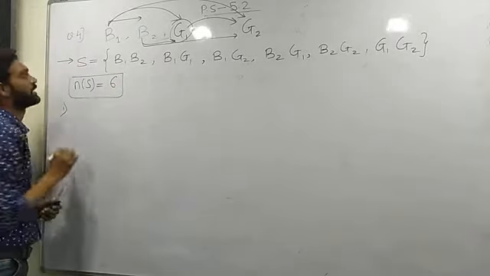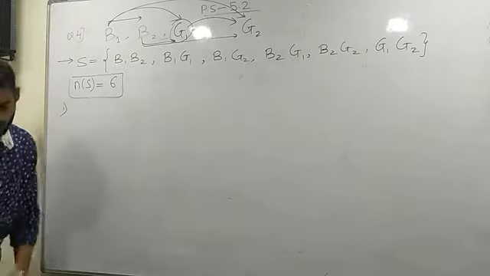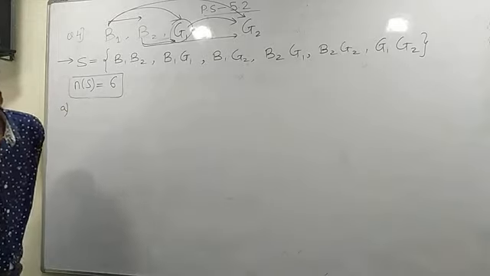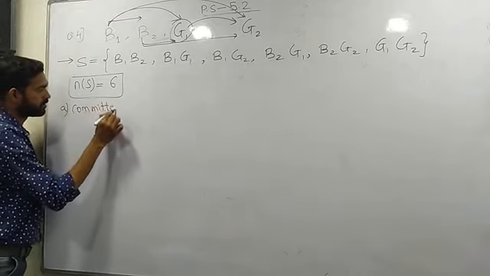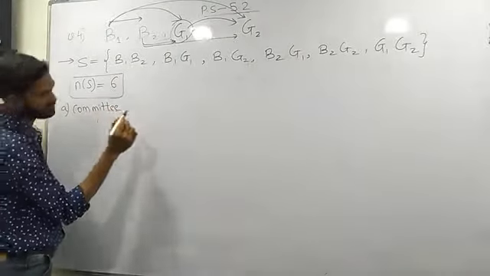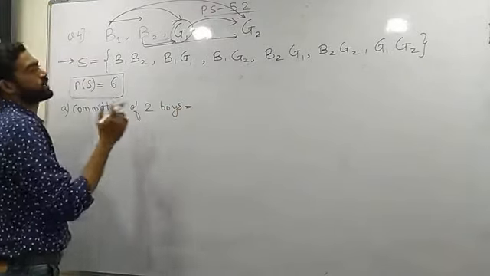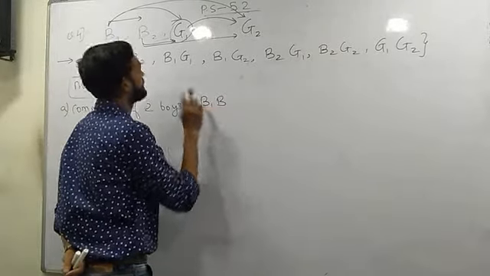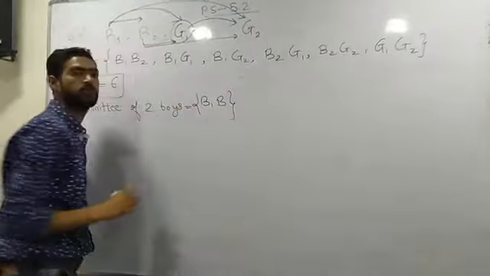Clear? Now look in your textbook. There are some sub questions. The sub questions are in the form of A, B, C. A says committee of 2 boys. So I'll write here: committee of 2 boys. So select where you will get 2 boys. Look, B1, B2. Is there any committee where we have 2 boys together? No. Only this one. So B1, B2.